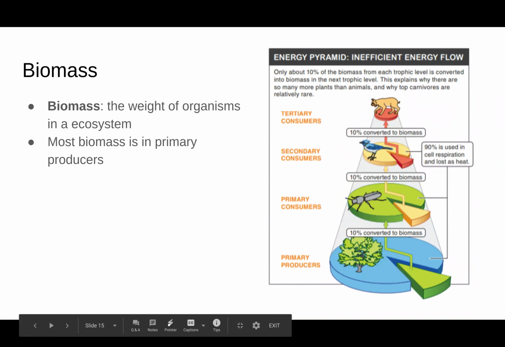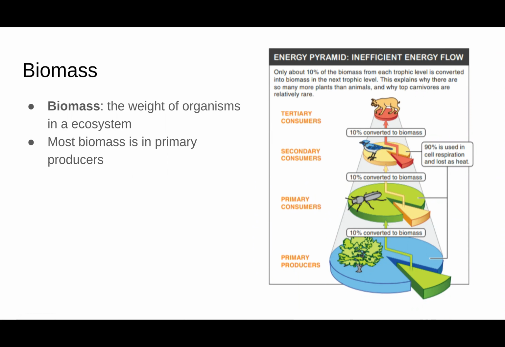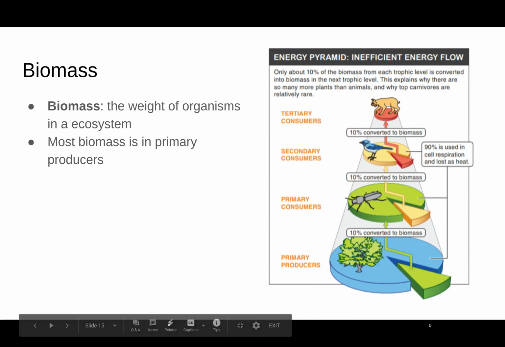And this leads to changes in what we call biomass. Biomass is the weight of organisms in an ecosystem. When we look at the vast majority of ecosystems, about 90% of that biomass is actually in our primary producers. So if you went out to a forest behind you or anywhere in Massachusetts, the vast majority of that biomass would be in the plants, in the microbes.